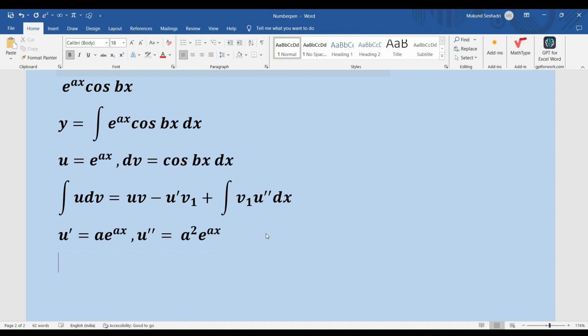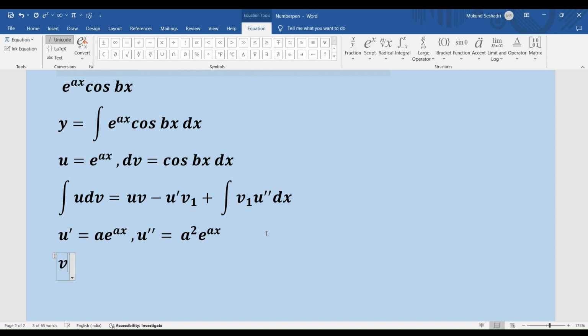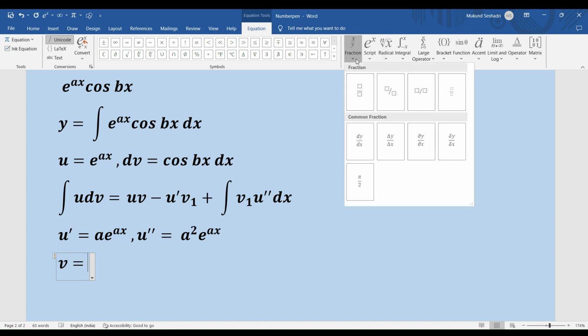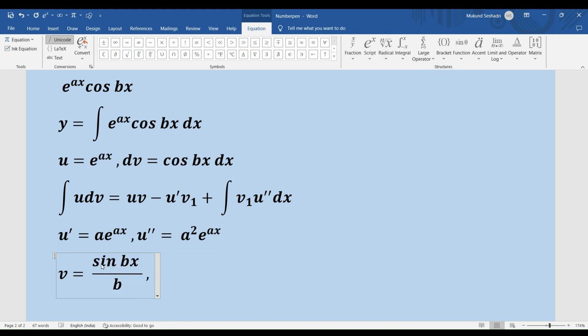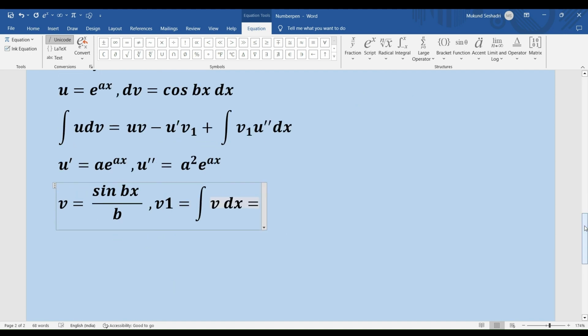Now let's go to our v1 and remember we also need our v, right? Because we have our dv. My dv is cos bx dx, therefore my v is sine bx by b. And now what is my v1? My v1 is nothing but integral of v dx, right? And what do we get? Now my v is nothing but 1 by b times sine bx, and therefore I can pull out the constant, which is 1 by b. And then what I have inside the integral is integral of sine bx dx, right?